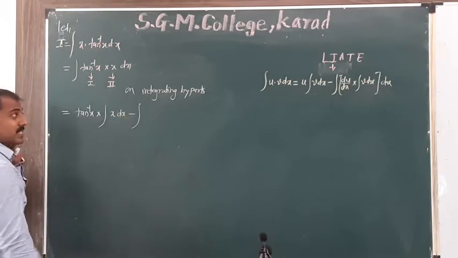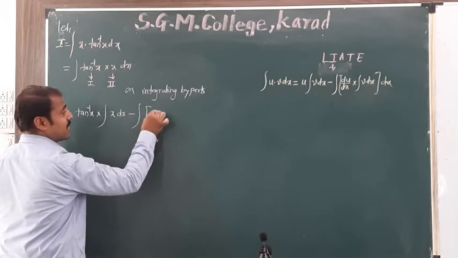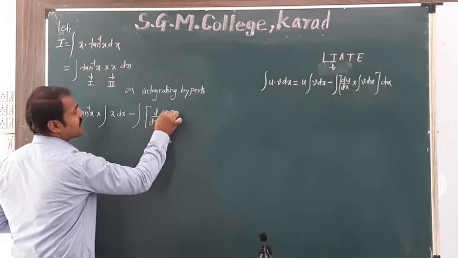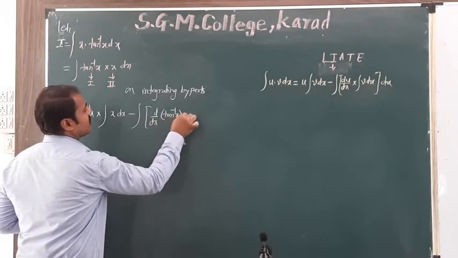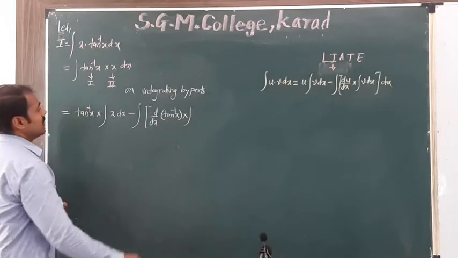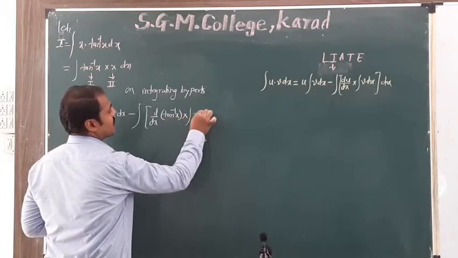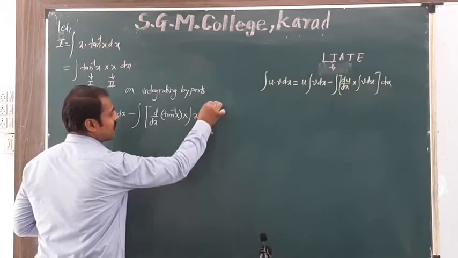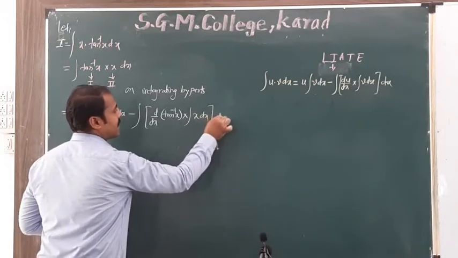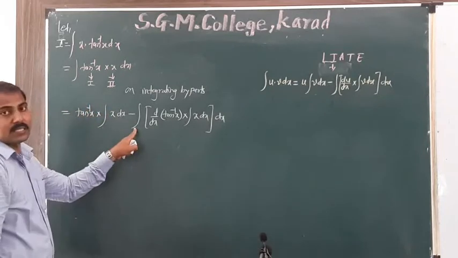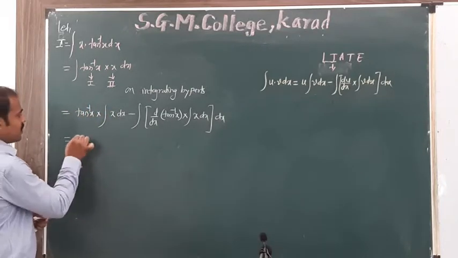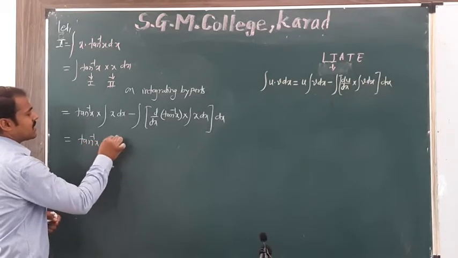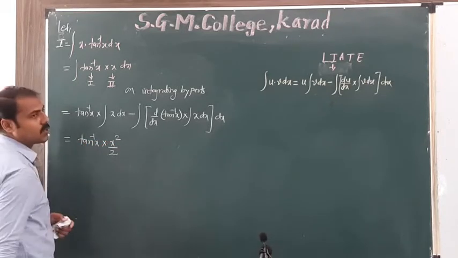inside the integration, derivative d/dx of first function, that is tan inverse x, into integration of second. Integration of second means integration of x. To complete this sign, write dx here. Okay, bracket complete, again write dx here to complete this integration, which is equal to tan inverse x as it is into integration of x, which is x square divided by 2.